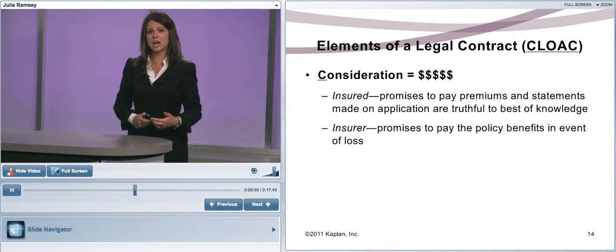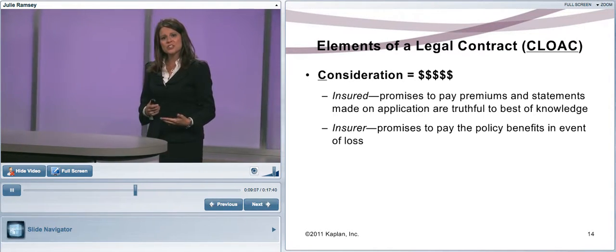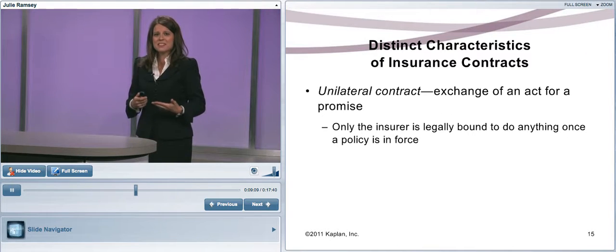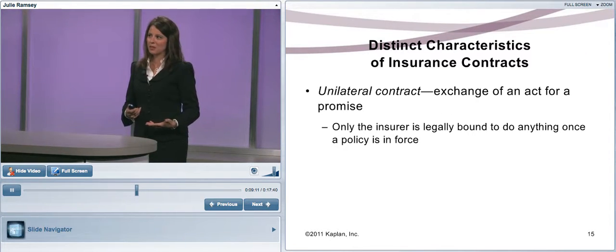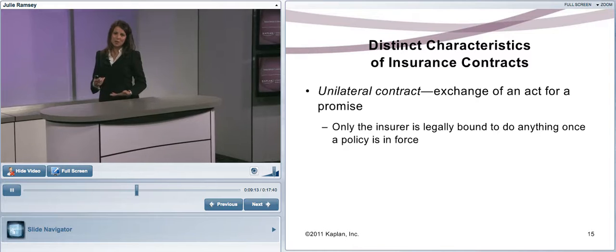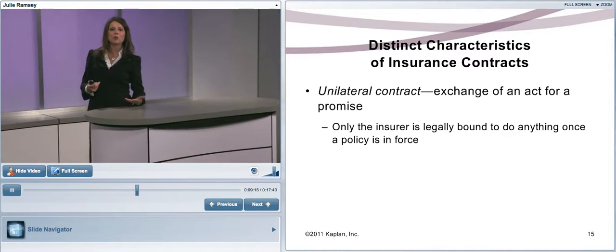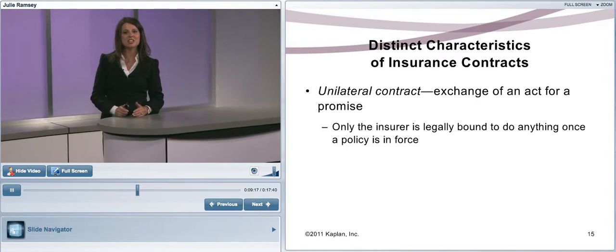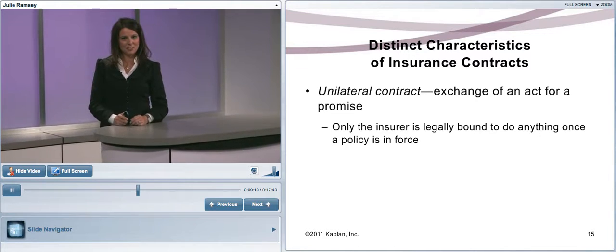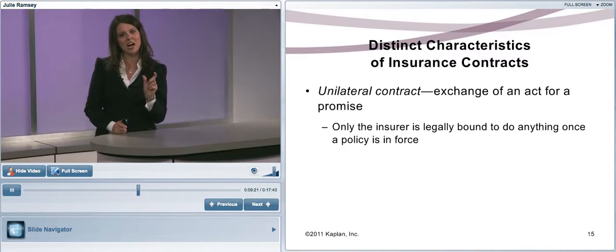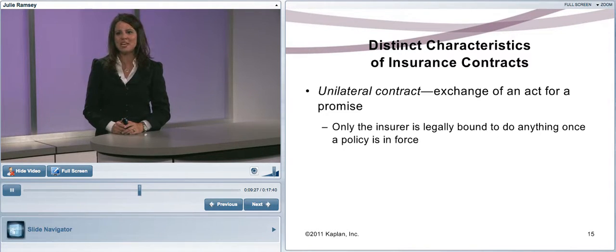Now I want to spend some time on what makes insurance contracts unique. What makes them different? The first definition that I want to talk about is a unilateral contract. It's an exchange of an act for a promise. And when you look at that word uni, that's a Latin term that means one. Only the insurance company is legally bound to do anything once a policy is in force.